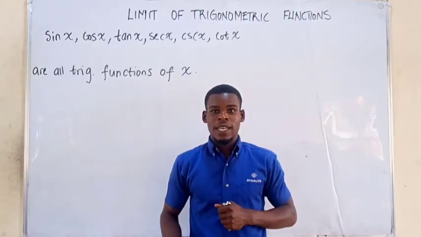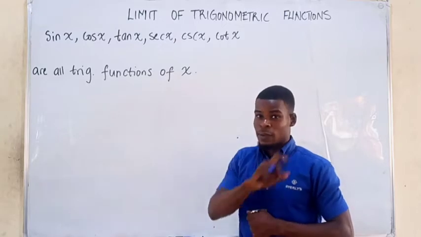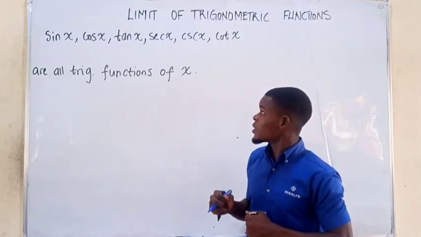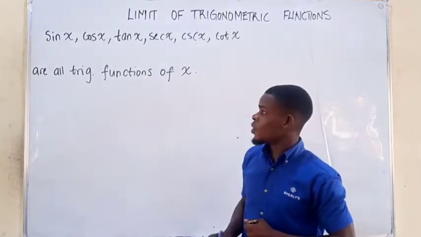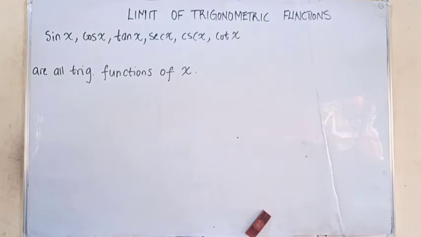Now in this video, we want to look at limits of trigonometric functions. Alright, so we have the following trigonometric functions: sine of x, cosine of x, tangent of x, secant, and so on. All those are trig functions. Let me give you their full names immediately.